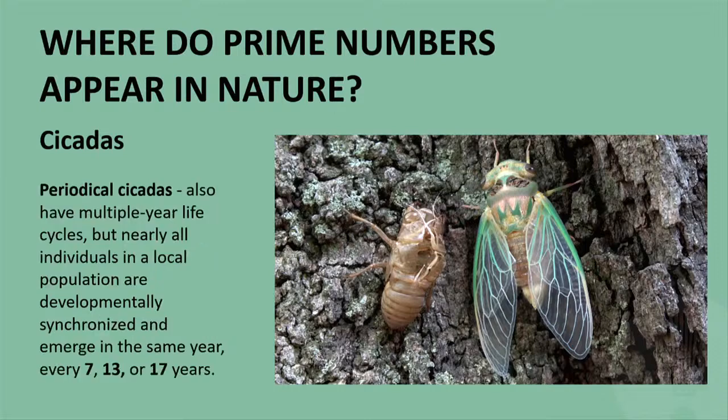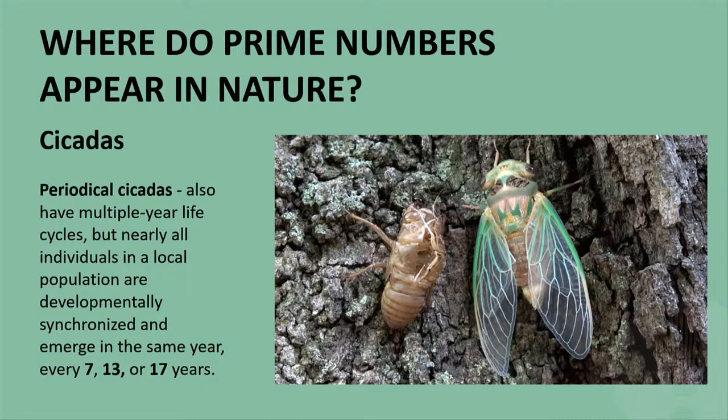Then we have these periodical cicadas, and these are the ones that are locally synchronized with the others. They stay underground multiple years, but nearly all individuals in a local population are developmentally synchronized and emerge in the same year. So around the world, we see this as 7, 13, and 17 years, which are all primes. We believe in our region here, this coming up in late spring, early summer, we'll be seeing a brood that is on a 13-year cycle.